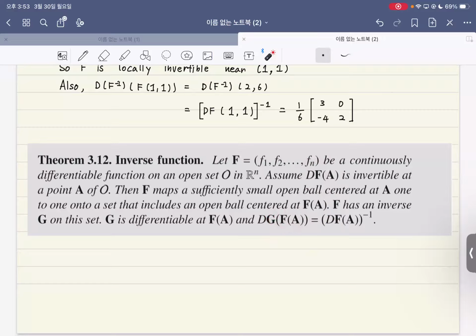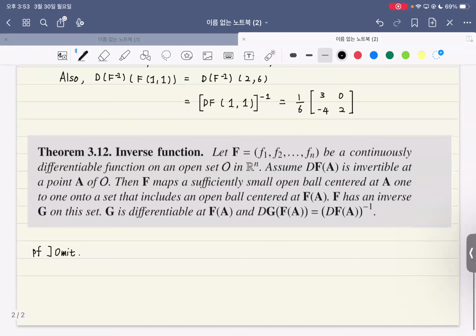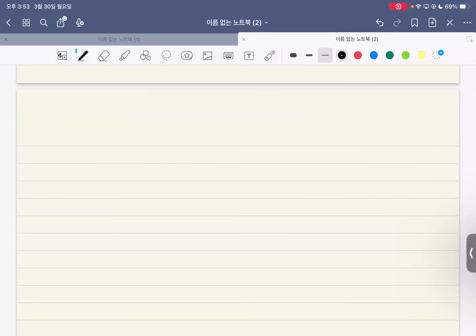Okay, so we are going to accept these two theorems without any justification. So please take these for granted. All right, okay. So this is about the inverse function theorems. And now we are about to turn to the implicit function theorem.